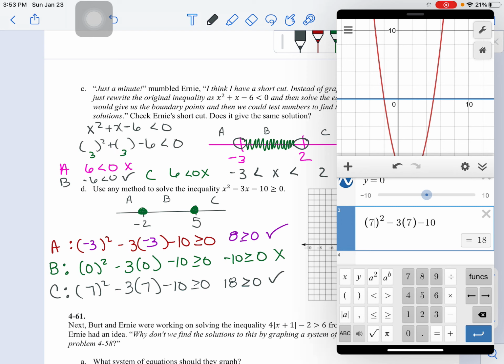So section A and C are the winners. And here we go, we've got going outward. These are the OR answers, basically, when we're going to write that. It's x is less than or equal to negative 2, or x is greater than or equal to 5. One more problem to do for day 3, and I will be back with that video.